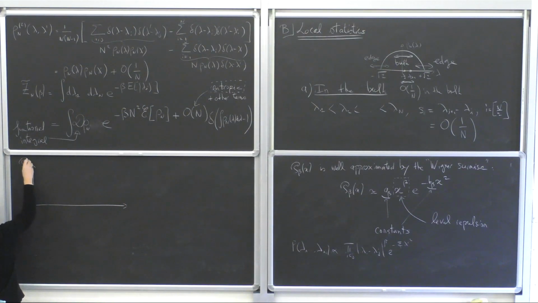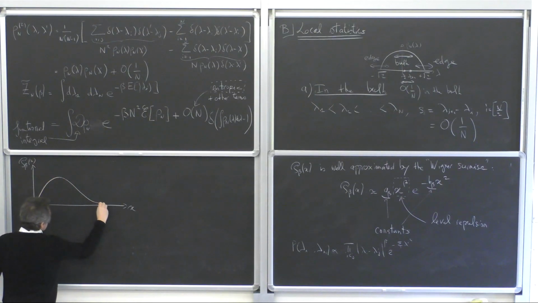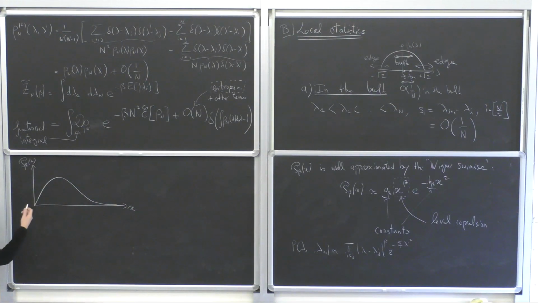So if you look at P of beta, either the exact form or the Wigner surmise, it turns out that the agreement between the two is really extreme, is quite spectacular. But that's the result typically of the Wigner surmise. Okay, so this is for beta equals 1, say.